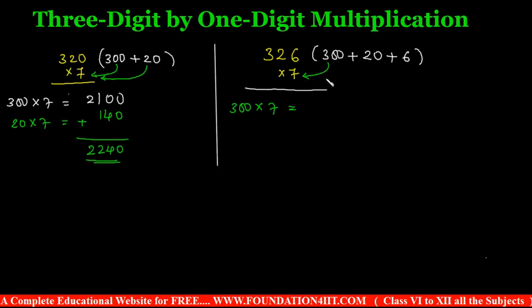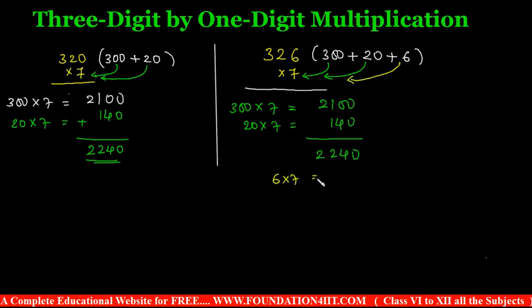300 into 7, 3 sevens are 21, 0 0. Next 20 into 7, that is 140. That we can immediately add, as we are already perfect in additions. So 2240. For this 2240, just add 6 into 7, because the last one is still left. Now the last one is 6 into the same number 7. 6 into 7 is 42, because it is already a perfect single digit table. 2240 plus 42 is 2282.